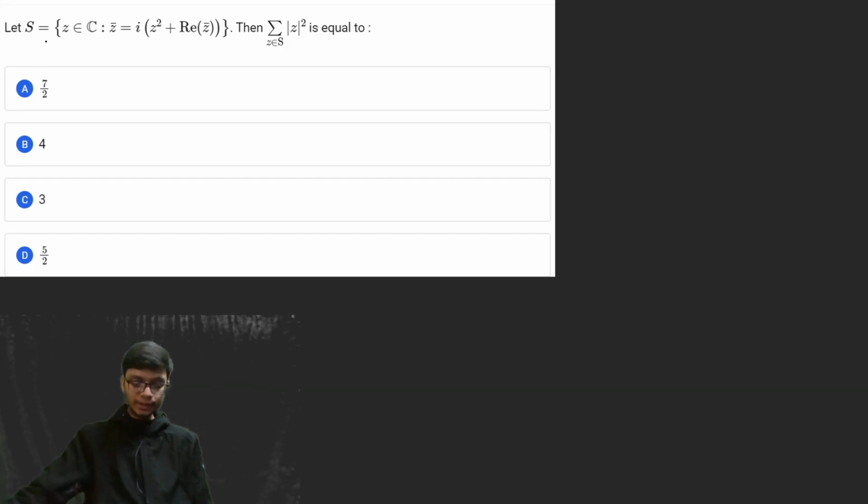Alright, so the problem says that there is a set S, and the set consists of the Z which belong to complex numbers such that conjugate of Z is equal to iota times Z square plus the real part of Z bar, that is the conjugate of Z. So the real part of the conjugate of Z is equal to the real part of Z, and that is true. Then it is asking you, for all the values of Z which belong to the set S, you just have to sum up modulus of Z whole square. Alright, so let us understand how to solve this problem.